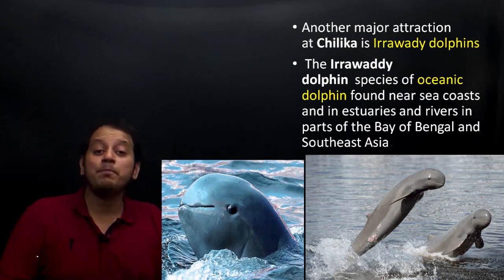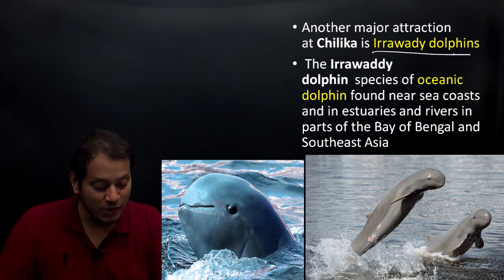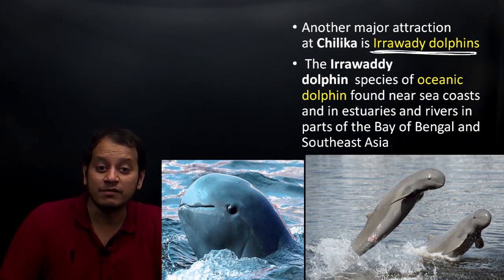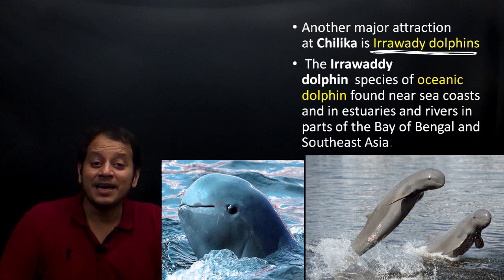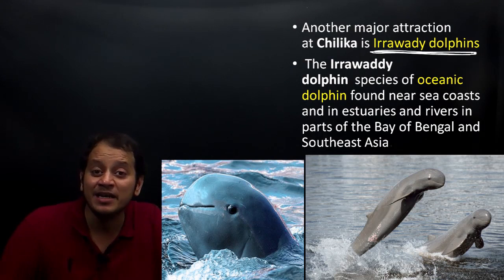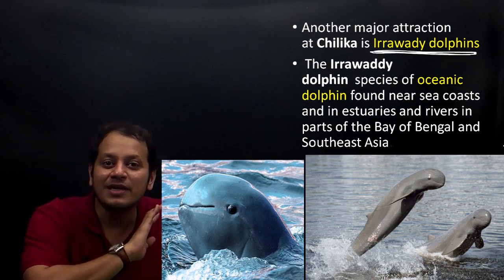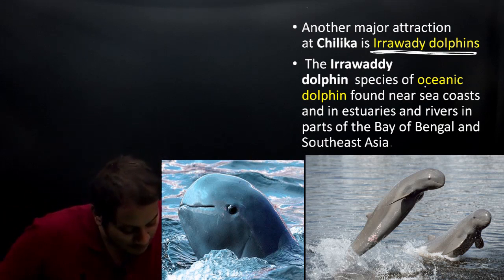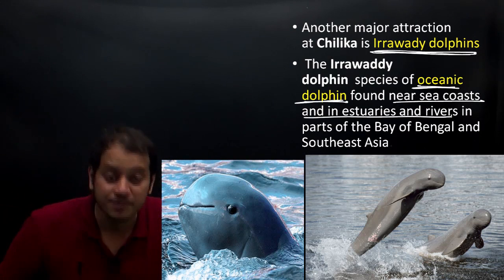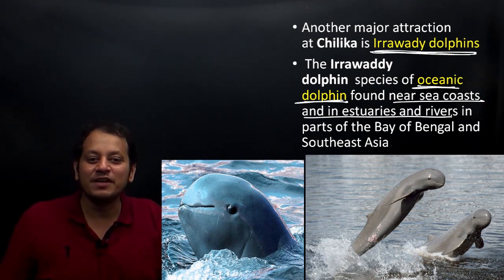Now, another important attraction of Chilka Lake is not just the birds, it is the Irrawaddy dolphin. In Chilka Lake, the Irrawaddy dolphin species is found. Now, the name Irrawaddy is the name of a river in Myanmar. But remember, the Irrawaddy dolphin is not a freshwater dolphin. It is an example of an oceanic dolphin, which is found near the sea coast and in estuaries. And in India, the Irrawaddy dolphin is found in the Chilka Lake.